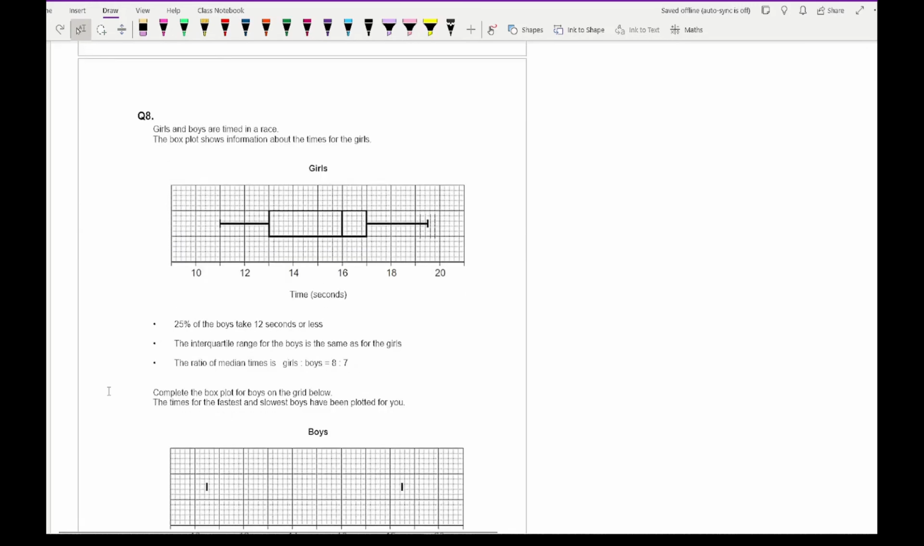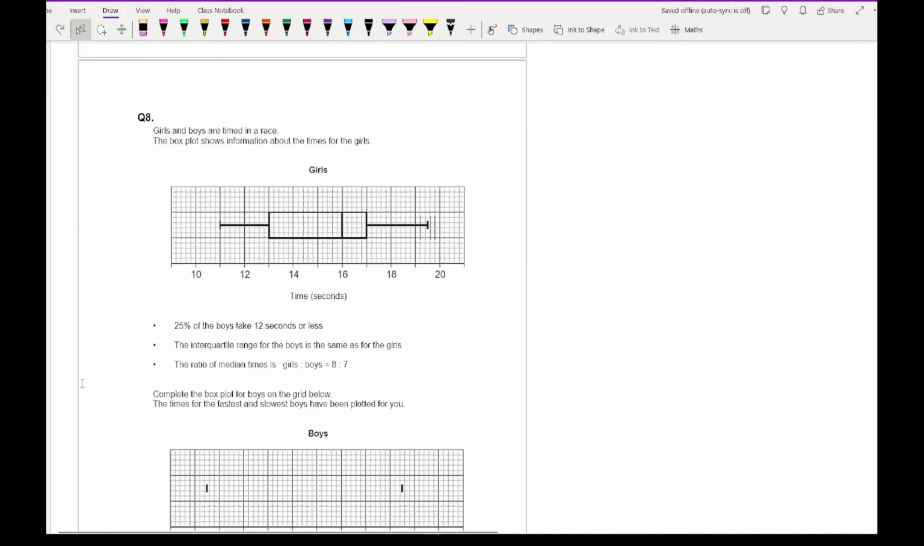Question 8 then says that girls and boys are timed in a race. The box plot shows information about times for the girls, and it says that 25% of the boys take 12 seconds or less. The interquartile range for the boys is the same as the girls, and the ratio of the median times for the girls to the boys is 8 to 7. And the question is asking us to complete the box plot for the boys on the grid below. The times for the fastest and slowest times have been plotted for us.